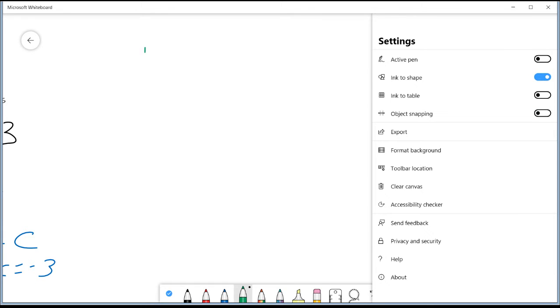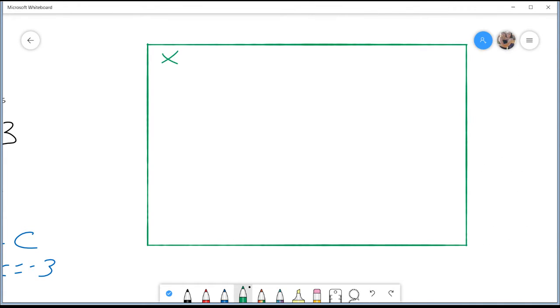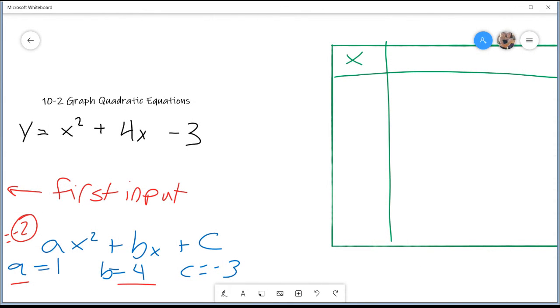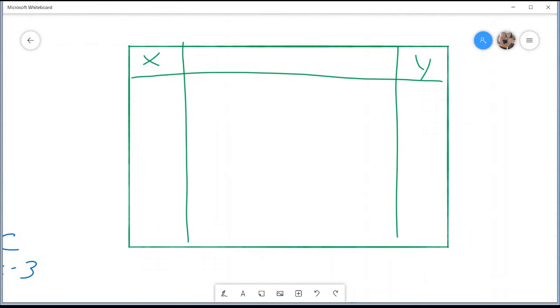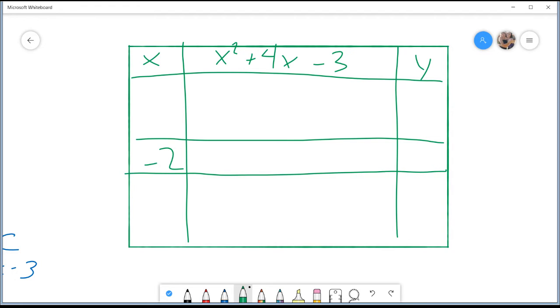We're going to make a chart, and in our chart, we are going to have an x column. We're going to have a y column, but we're also going to have a column for our equation, which was, let's look back, x squared plus 4x minus 3. And in the middle, we're going to pick negative 2. Negative 2, that number that we found using that equation, is going to be our starting point.